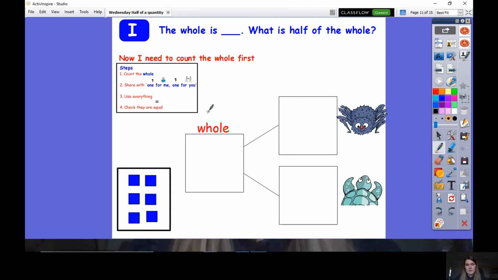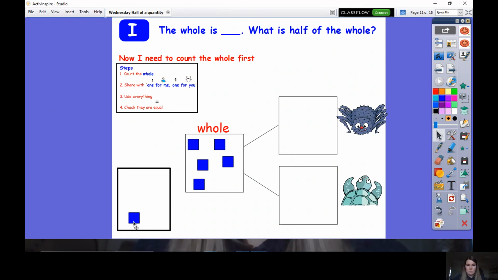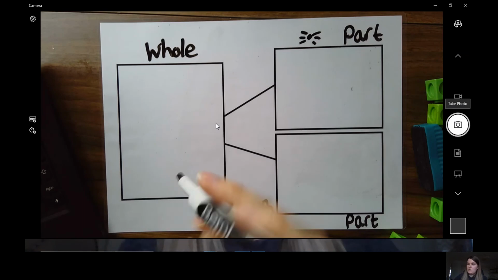Okay, Miss Banfield's going to do this one and then you're going to do the next ones. Okay, so separate here I have my whole. So I need to decide which of these boxes I need to put my whole number in. I think they need to go right here because it says whole. And we know that there's only one box and this is where the whole number needs to go. So I'm going to move them along and I'm going to count how many I've got. 1, 2, 3, 4, 5, 6. Okay, I've got 6.